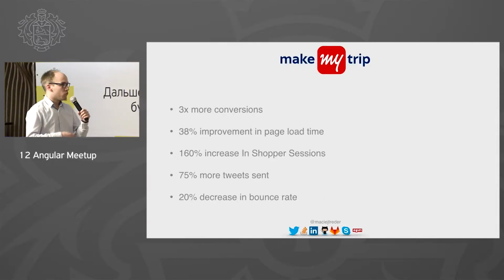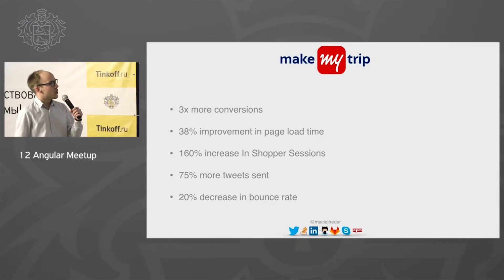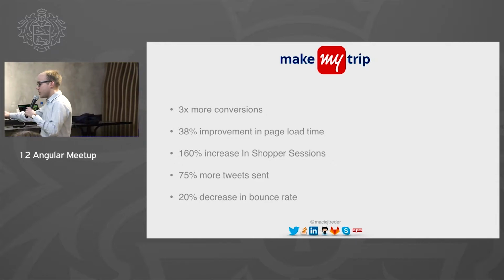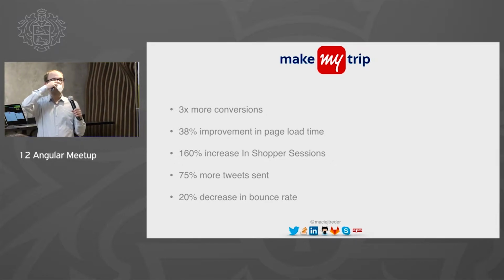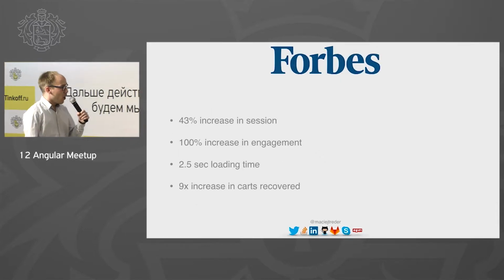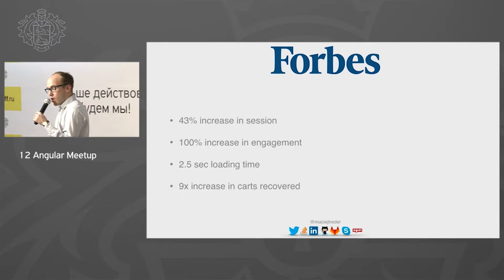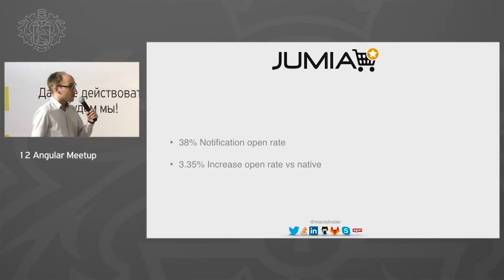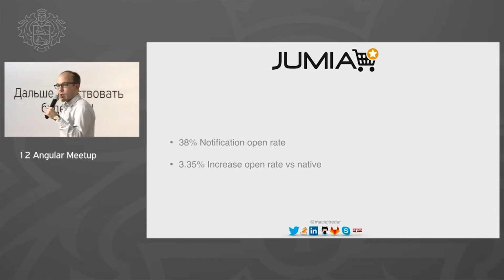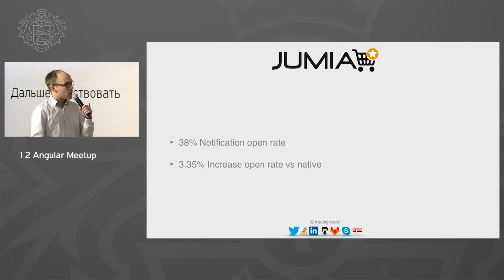Some use cases from companies which decided to move to PWA. This company is Make My Trip. As far as I know, they book trips for their customers. Another example I prepared is Forbes. The biggest increase they found was in loading time. And last but not least, Jumia, with the notification open rate. This is something I will also speak about a little later: push notifications in PWA. This is also a really nice feature.